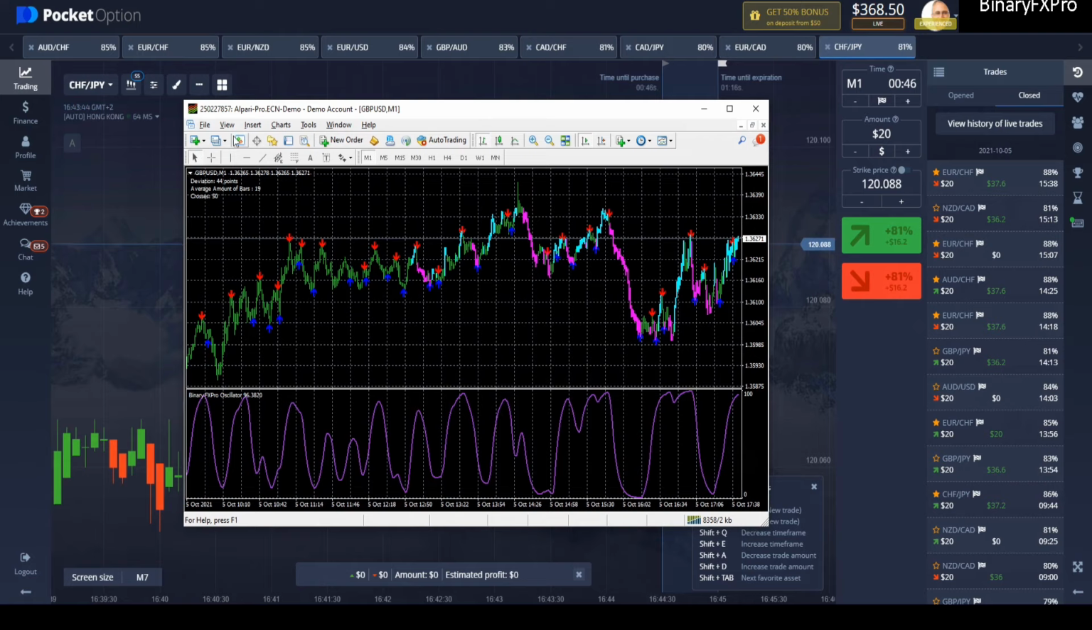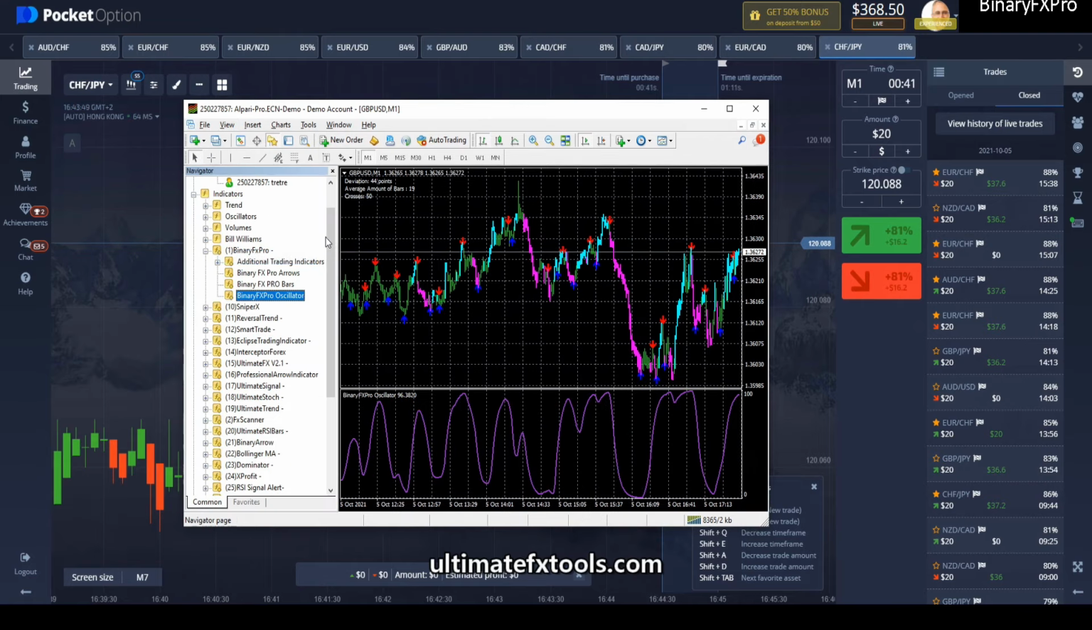You can download the package of indicators at ultimatefxtools.com. Follow the step-by-step video on how to set up the indicator.